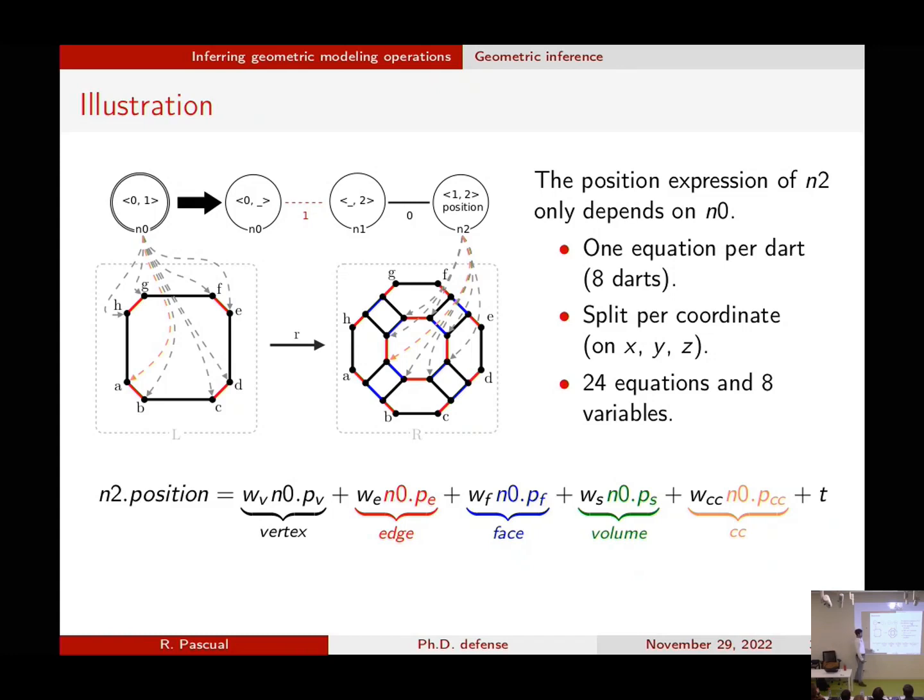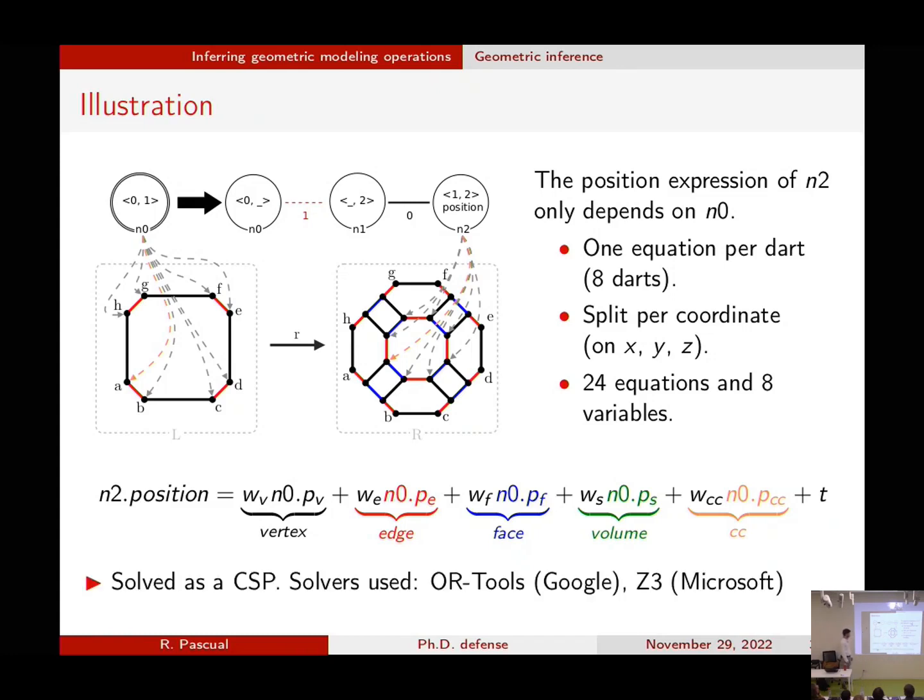24 equations and only 8 variables, one for each of the points of interest, and 3 for the translation factor, translation on X, Y, and Z. And then, how do we solve it? Well, we give it to a CSP solver, which can be, in a sense, seen as a black box, to which we feed an equation, and which will give us a solution. I've experimented with the CSP solver from Google, which is called OR-Tools, and the one from Microsoft, which is called Z3.